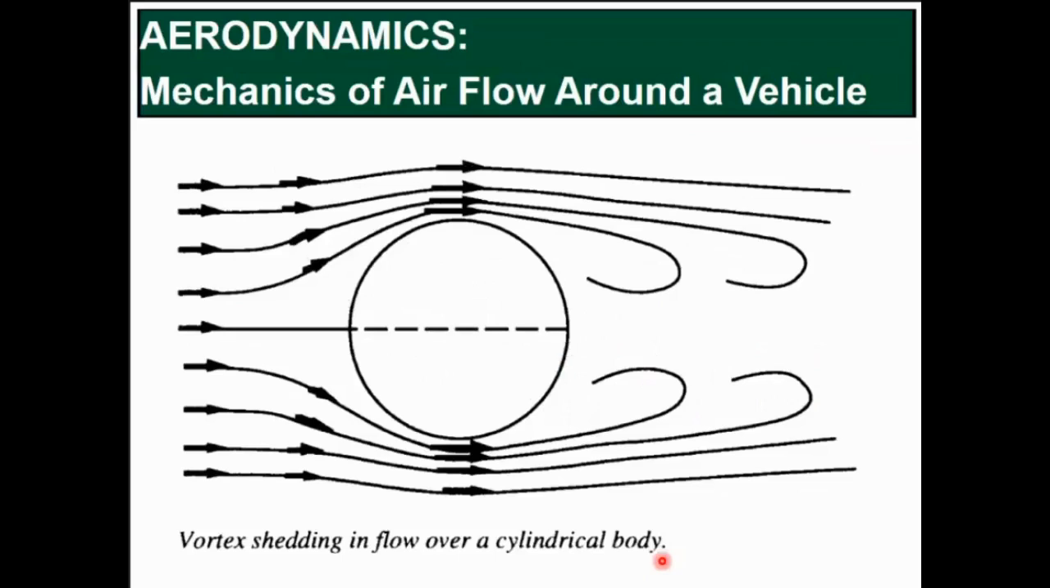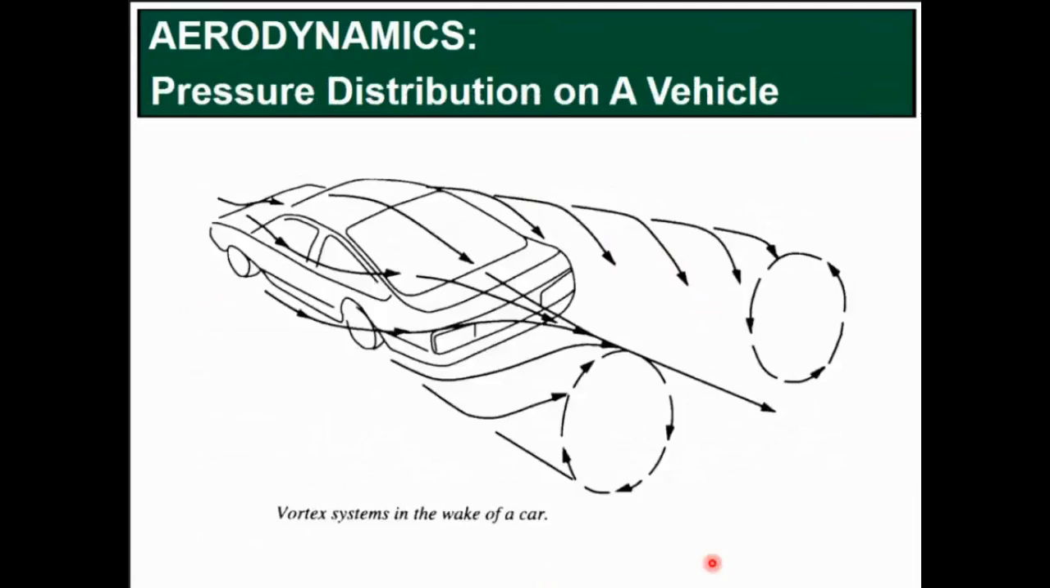So when we look at this figure again, the flow around the cylindrical body will cause this pattern, and then we have some vortex here at the back of the body. The same applies to the vehicle. The flow from the front of the vehicle goes around the body, and then at the rear of the vehicle there is a vortex created.